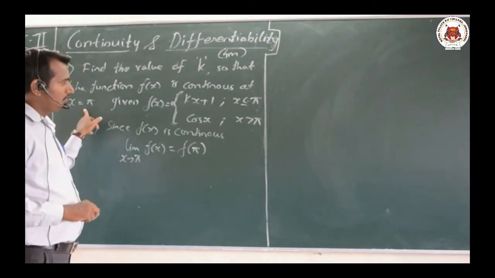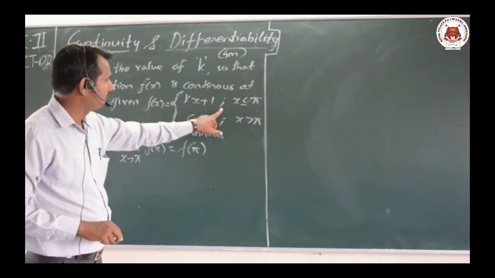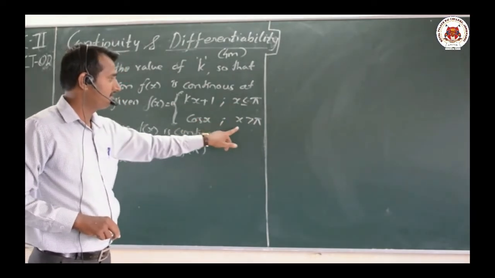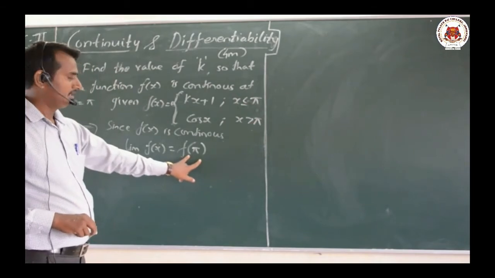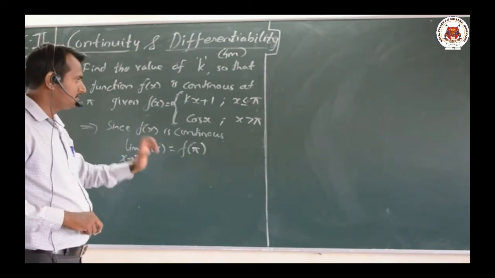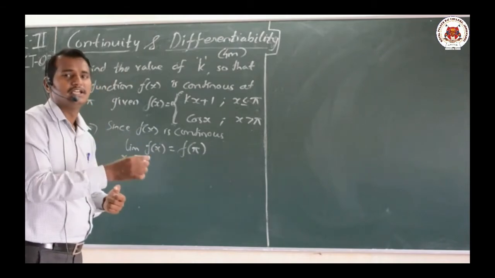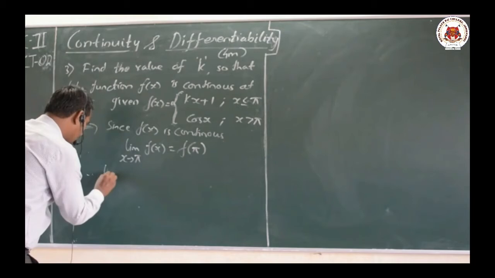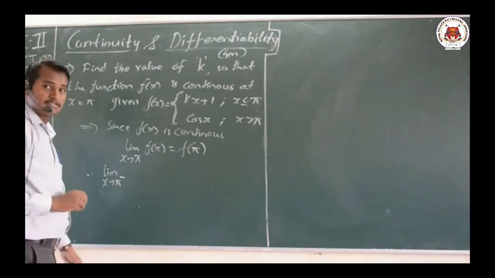And what is the function f of x given by? It is given by kx plus 1 for x less than or equal to pi, and cos x when x is greater than pi. We already know f of pi, and it is continuous. We just have to equate the left hand limit and the right hand limit, that's all.